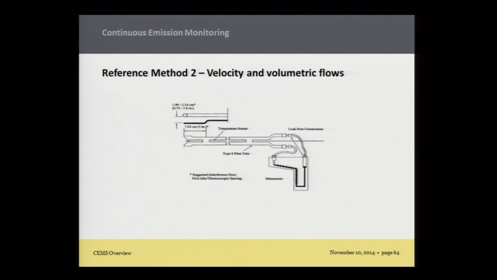So reference method 2, velocity and volumetric flows. So this is just what your stack tester's pitot tubes look like. You typically have a thermocouple here in the middle. It's got to meet certain calibration requirements, and they run all of that and have to provide it as part of their data in the stack testing test. And then you have to have leak-free connections, and you do a leak test on the system, and it comes down to a manometer, and that gives you what your flow is based on differential pressure, right?